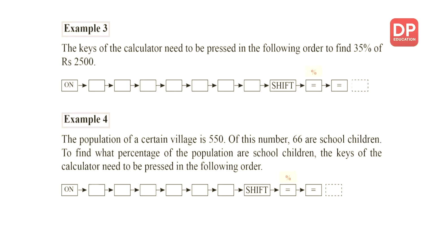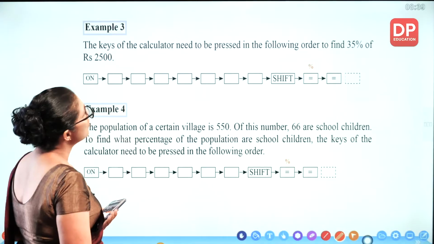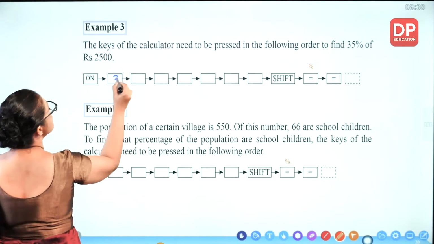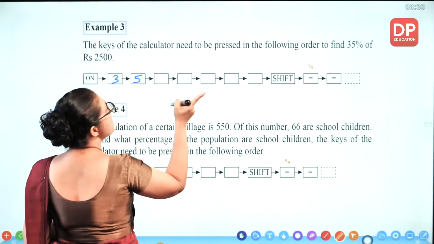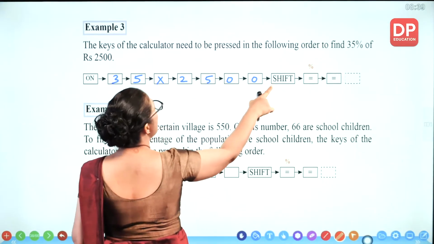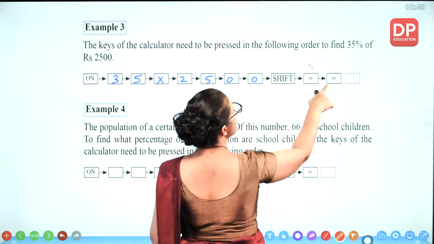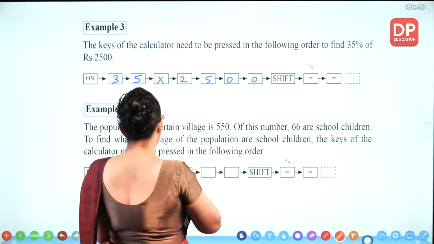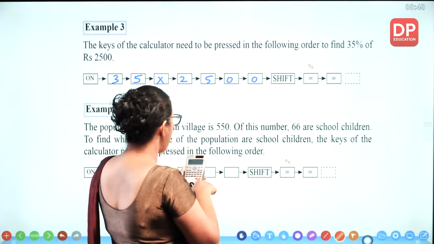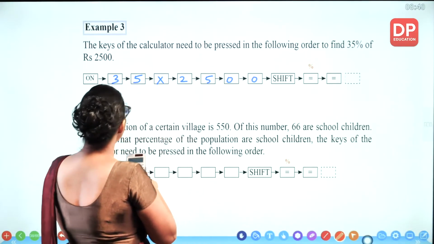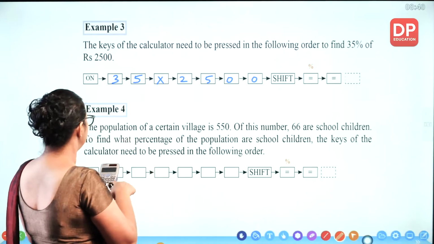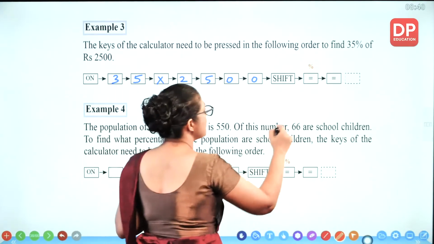Example number 3. What's the calculation? 35% of 2,500. 35 multiplied by 2,500 and the percentage sign. Shift with equal sign. So what's the value? 35 into 2,500. 875.